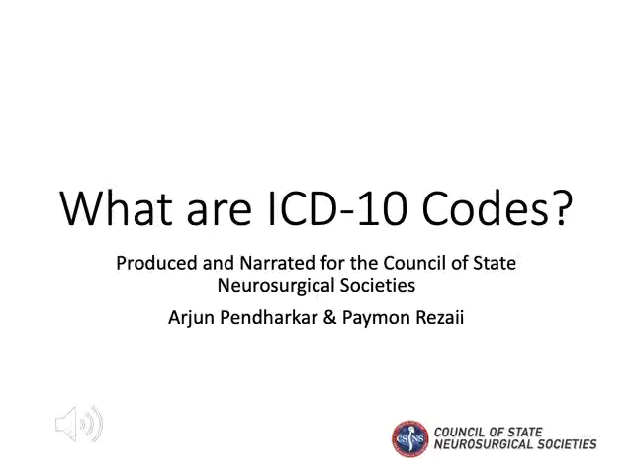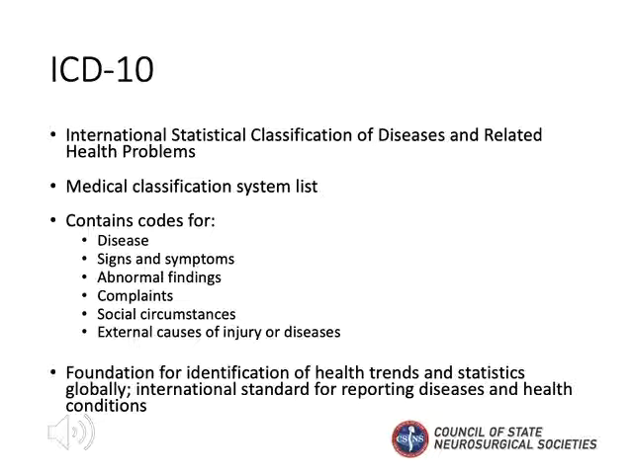What are ICD-10 codes? ICD, short for International Statistical Classification of Diseases and Related Health Problems, is a medical classification system list which contains codes for diseases, signs and symptoms, abnormal findings, complaints, social circumstances, and external causes of injury or diseases. By cataloging and standardizing these factors, ICD-10 hopes to build a foundation for the identification of health trends and statistics globally, and the international standard for reporting diseases and health conditions.